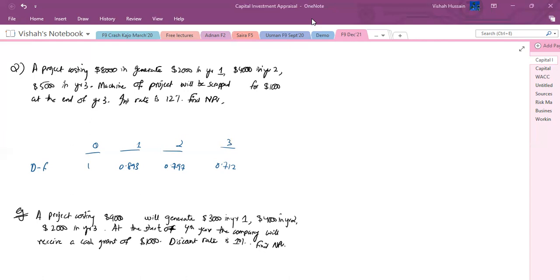Ma'am, positive 1246. So the project will be accepted. Yes. Preetham, please check your working once again. Hassan, move towards the second example.